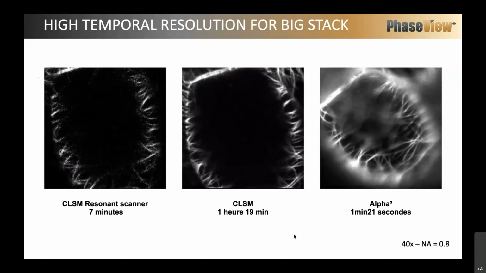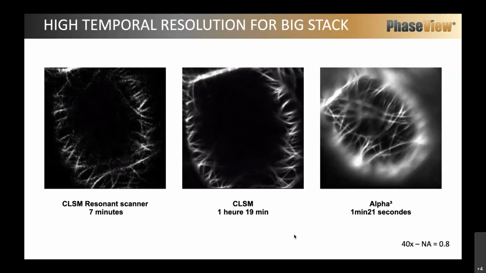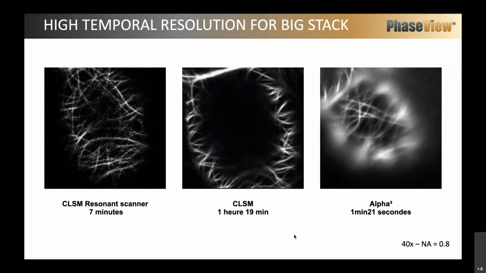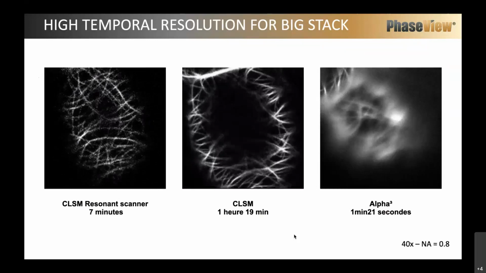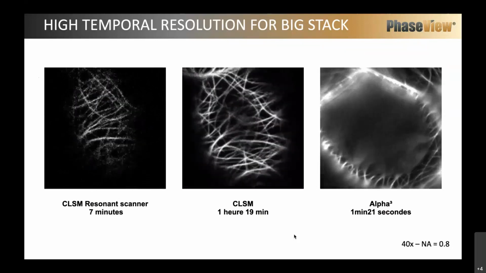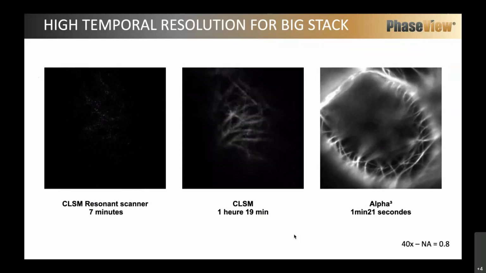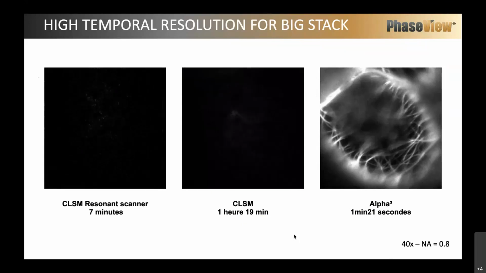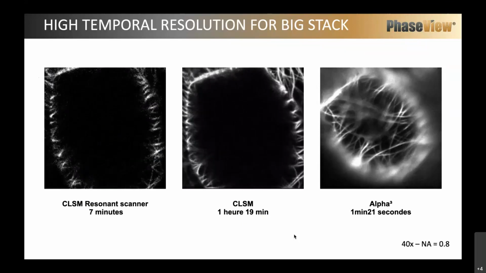The first thing we can say is that the acquisition time is really competitive with the light sheet. With the resonant scanner on, it took 7 minutes to get these signals. With classical confocal imaging, with optimized parameters, it took 1 hour and 19 minutes. And the Alpha 3 took 1 minute and 21 seconds. So it's really, really faster. Also, the signal in the Alpha 3 light sheet microscope looks more like the classical confocal microscopy images compared to the resonant scanner. So it's really interesting if you want to do time-lapse imaging with high temporal resolution.